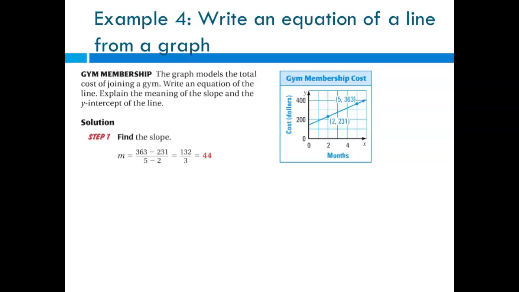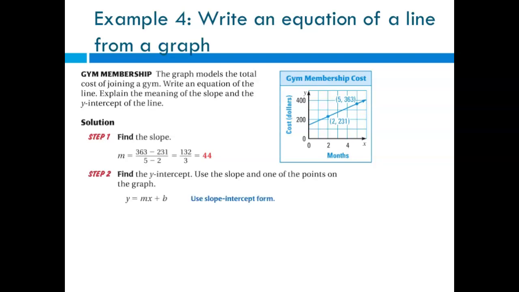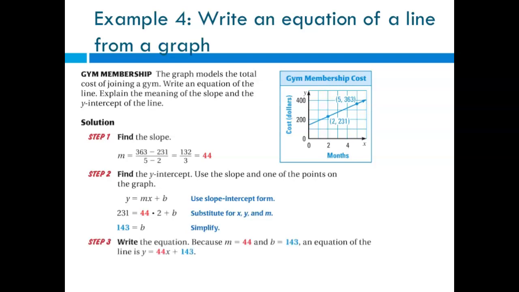Now, since we have the slope and we have 2 points, we don't actually need both here, but we'll just pick one of those points. Let's say we pick (2, 231), and we plug that in for x and y, then we can solve for b. So y = mx + b. We can substitute in 231 for y. m we found is 44, and x is 2. Solving for b, we get b is equal to 143. Now we can write the equation. So y = 44x + 143.